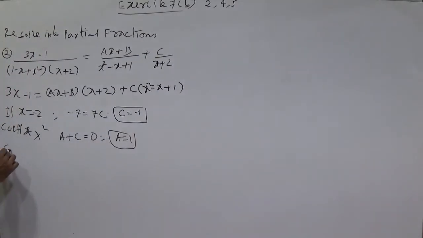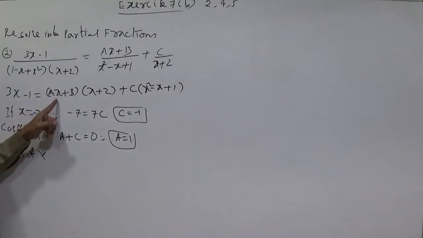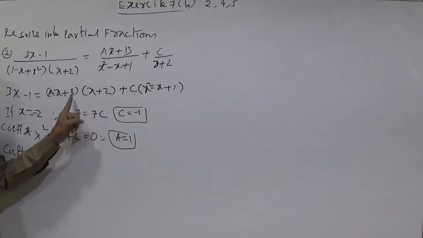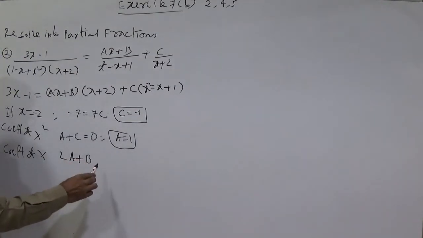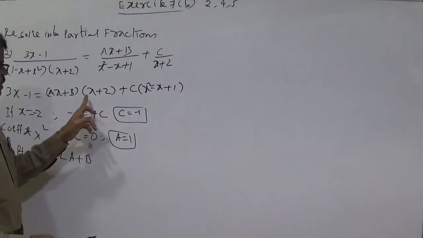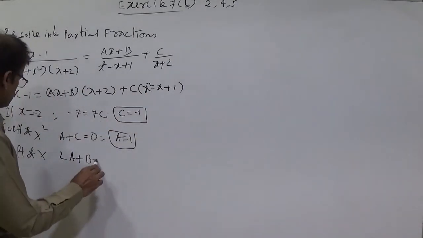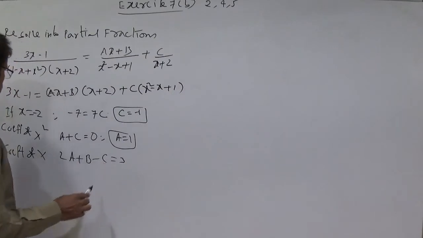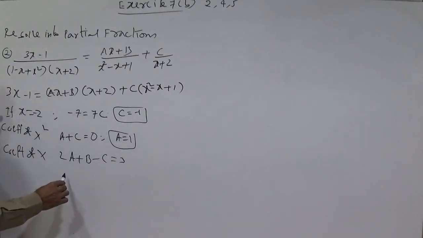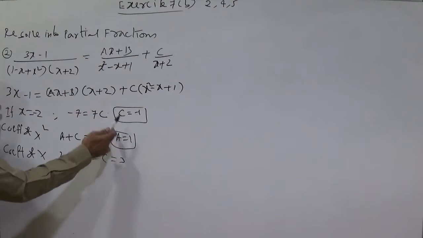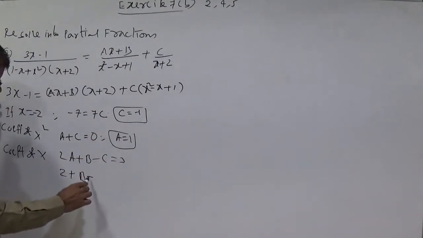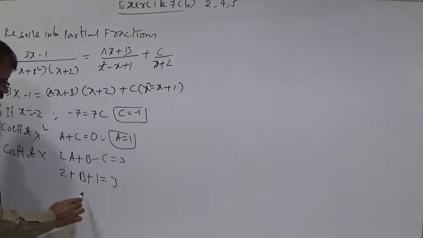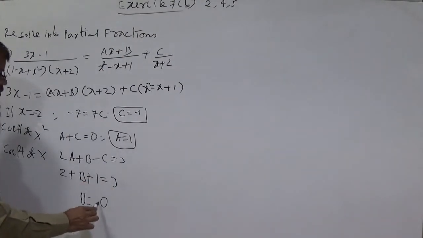Next, comparing the coefficient of x. The coefficient of x here is 2a plus b, and here minus c. 2a plus b minus c equal to 3. The values we got: 2a is equal to 2, plus b, plus 1, because c is equal to minus 1, this is plus 1, equal to 3. So b is equal to 0, we got.